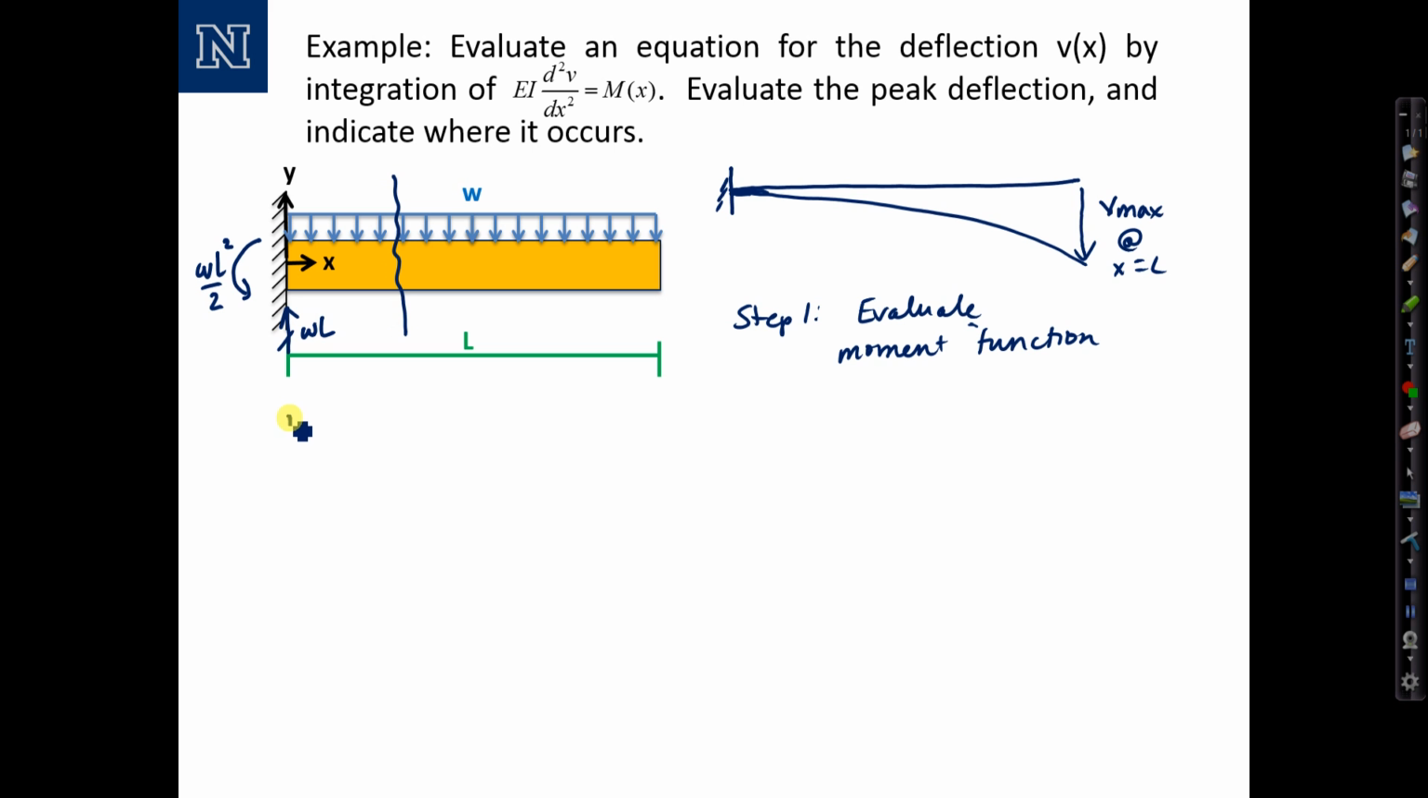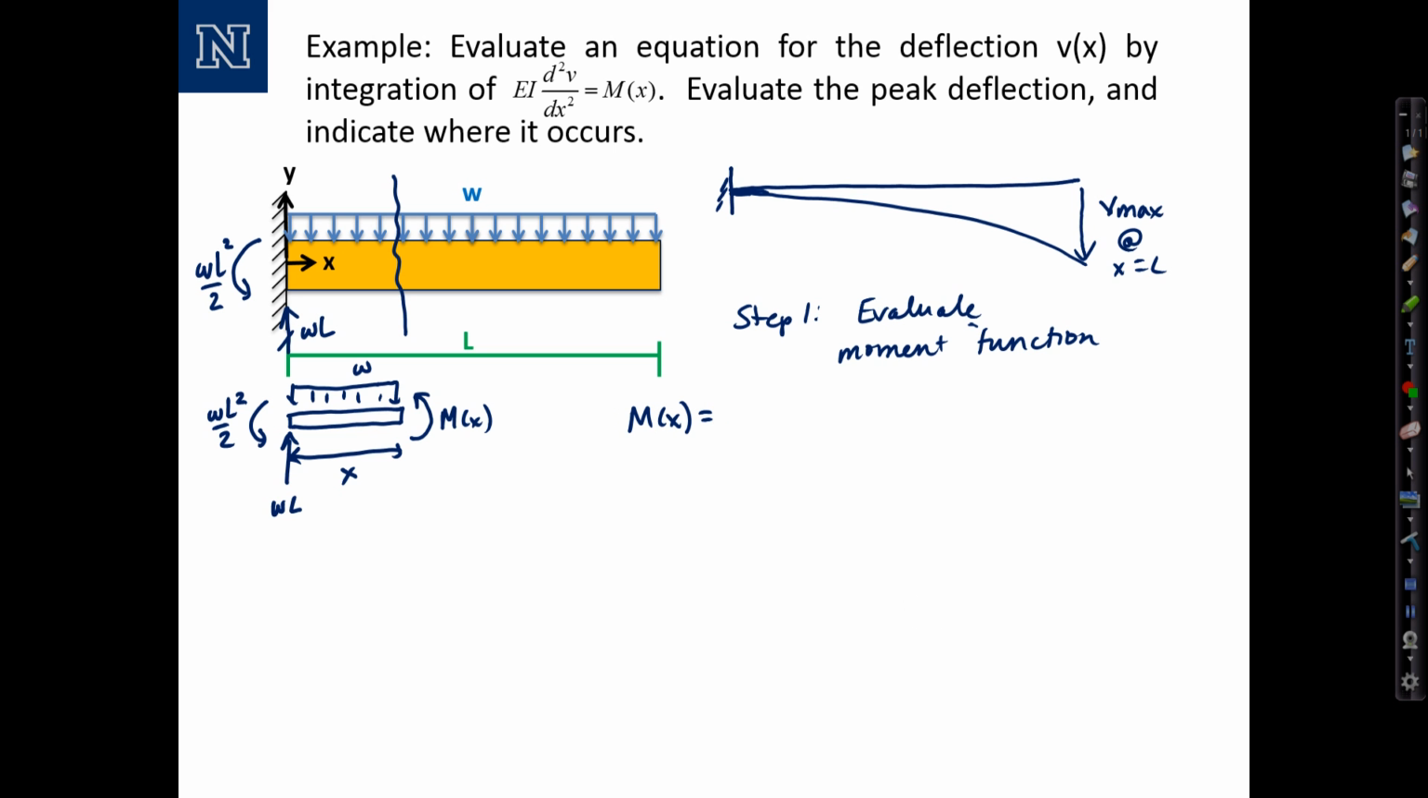Okay, so the next step is we make a cut in the beam somewhere in the middle, and we'll draw a free body diagram of the beam to the left of the cut. The distance is general distance x. We're evaluating moment as a function of x. We're going to superimpose over that beam the applied load, the W, the reaction, WL, and the reaction moment, WL squared over 2. And then we'll draw the unknown moment, M of x, at the cut.